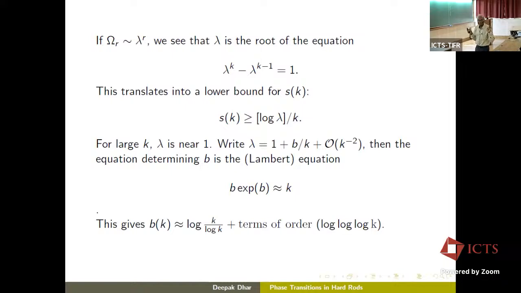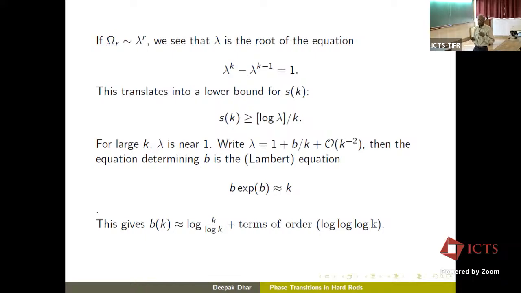This is called the Lambert equation, and it has an interesting complicated solution. B of K is log K by, firstly it looks like log K, but then there is a correction term which is log K. Then the next correction term is log K, and the next one is log, 4 logs like that. And it's very complicated. Okay, but if you take the solution of this equation, then the correction is order 1 by K squared. So that is the systematics in terms of K.